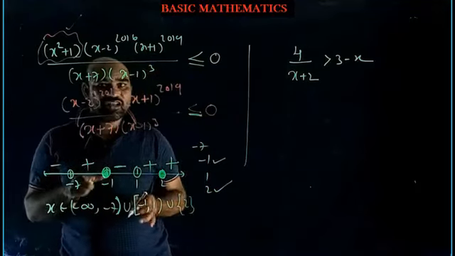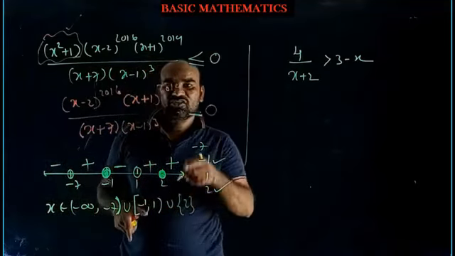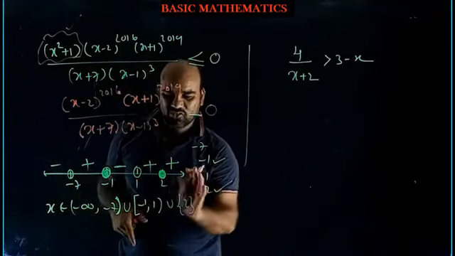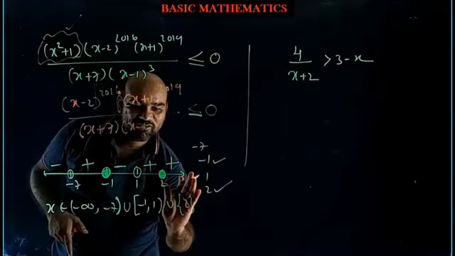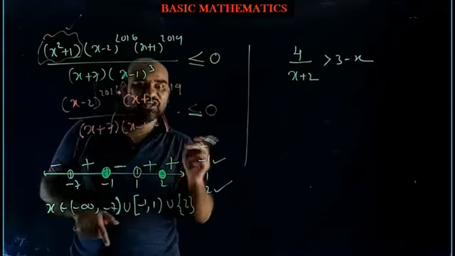So, while finalizing the solution, we need to cross check. Actually somebody will write this as the answer. It becomes wrong. They will miss this solution. That's why we need to cross check.